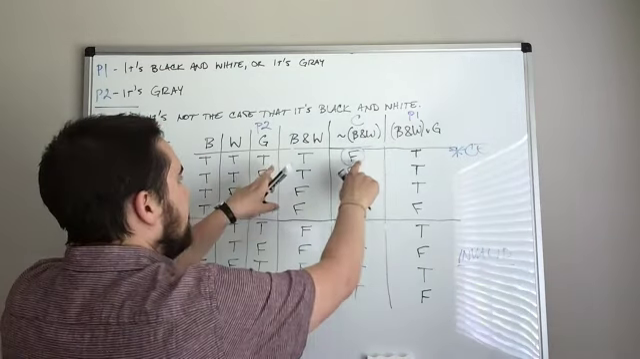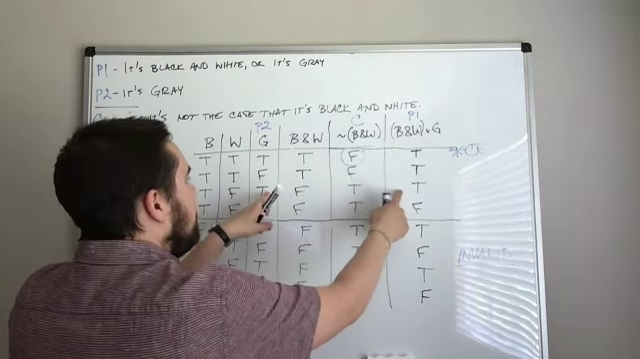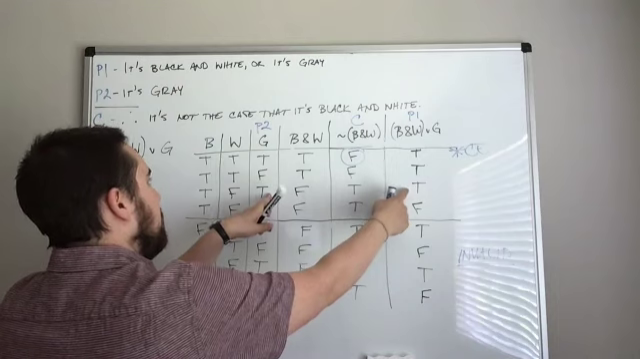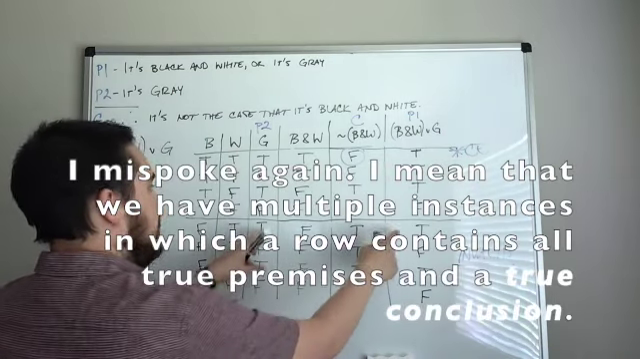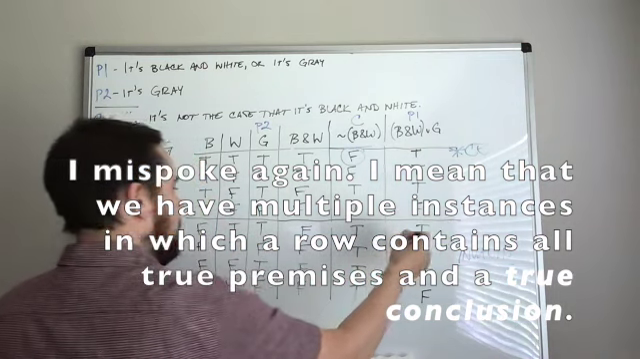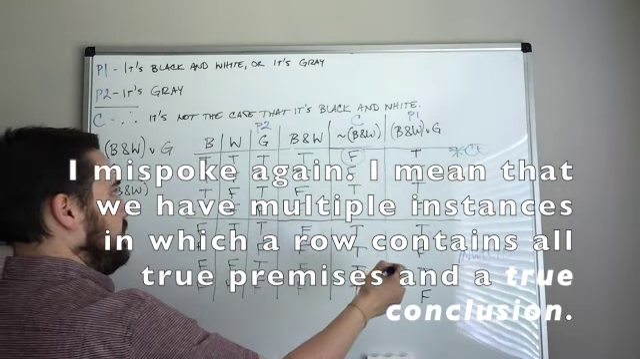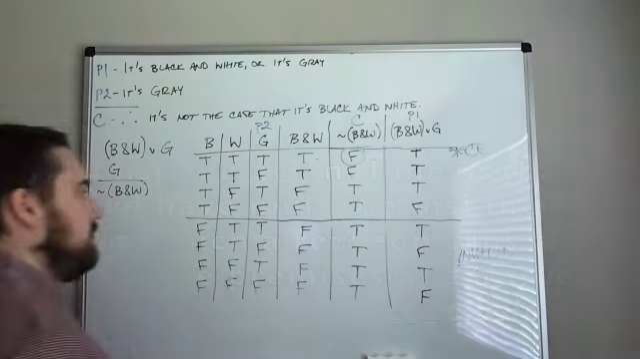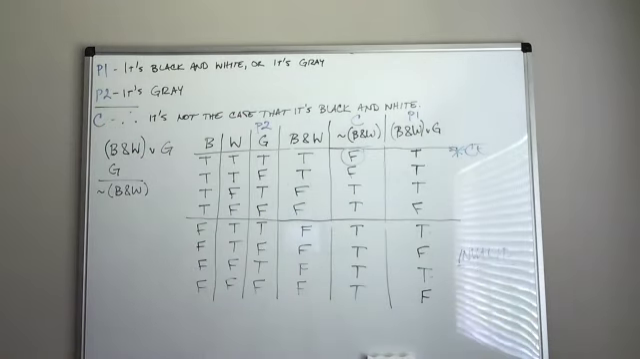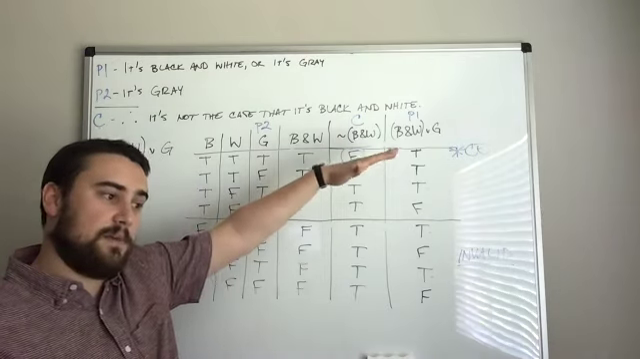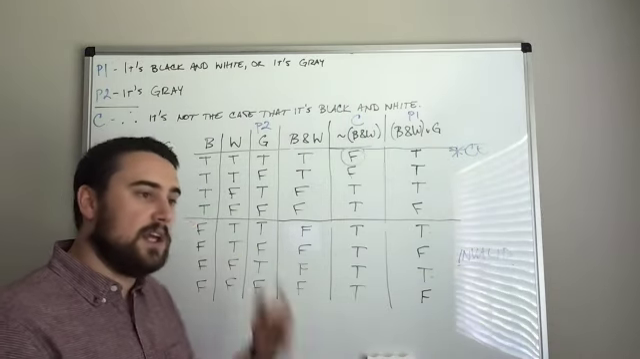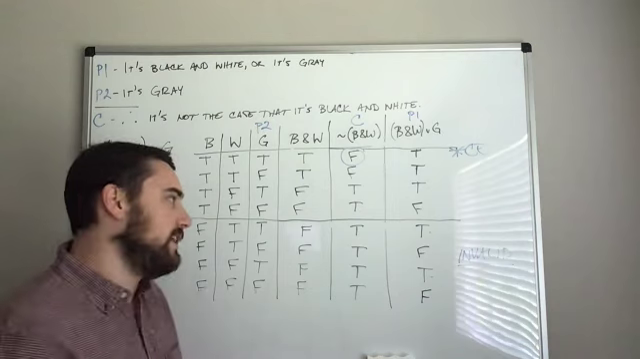That's all you have to do. And remember, it's invalid despite the fact that we do have instances in which both premises are true and the conclusion is true. In other words, again, here and here and here, we have a true conclusion with all true premises. But just because it happens to be the case that the premises are both true and the conclusion is true does not make the argument valid.